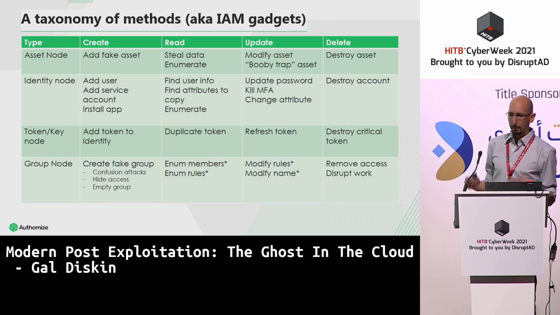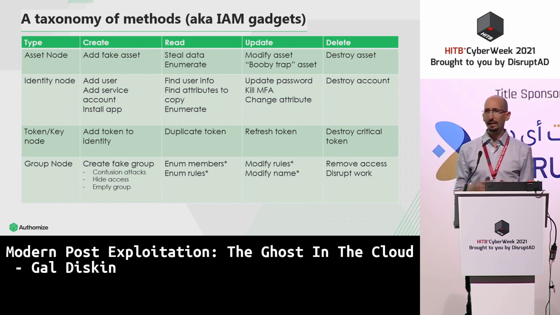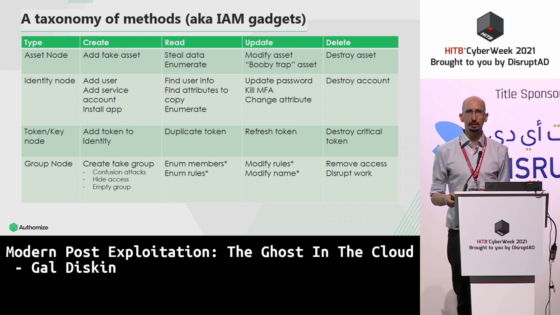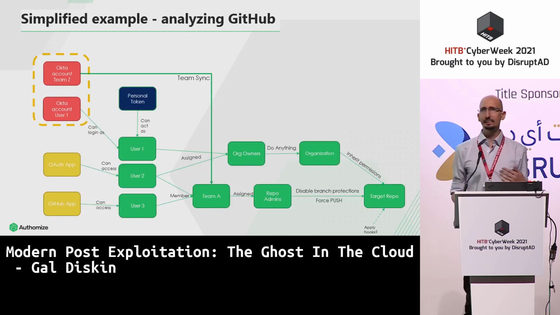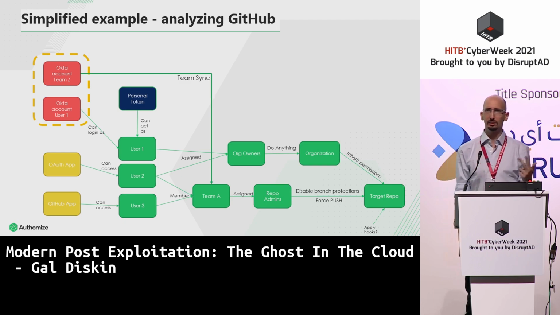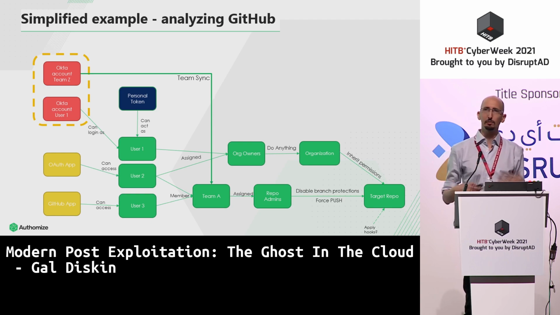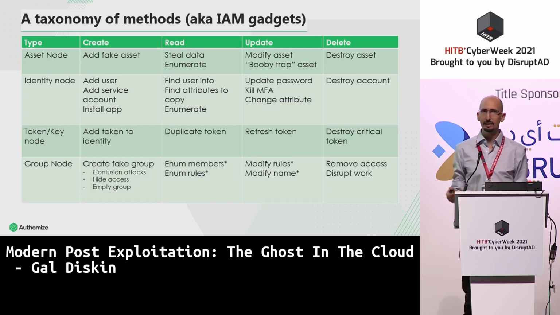So to take this a step further, let's try to map this into a taxonomy. The way I build a taxonomy is thinking about the graph that I just showed you and thinking about the nodes, the edges, and the automation edges that exist in this graph. And for each one, I'm thinking about the CRUD elements that can be targeted.